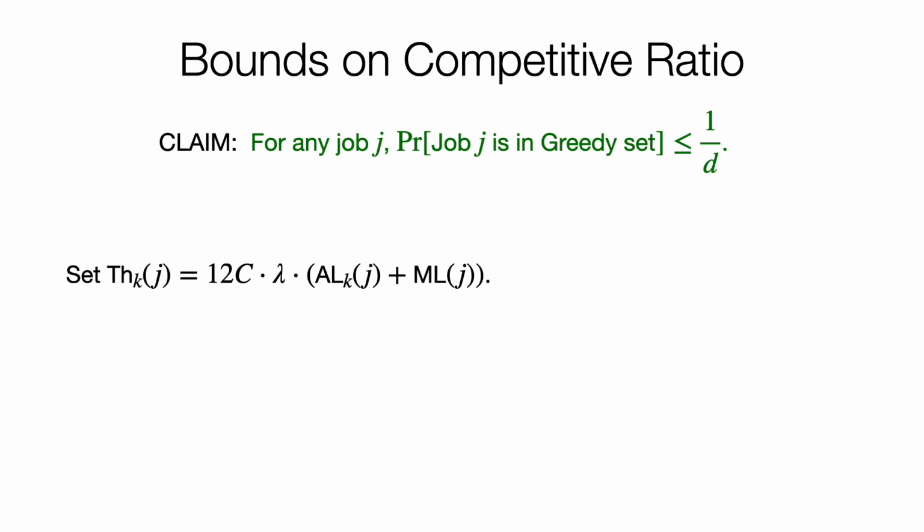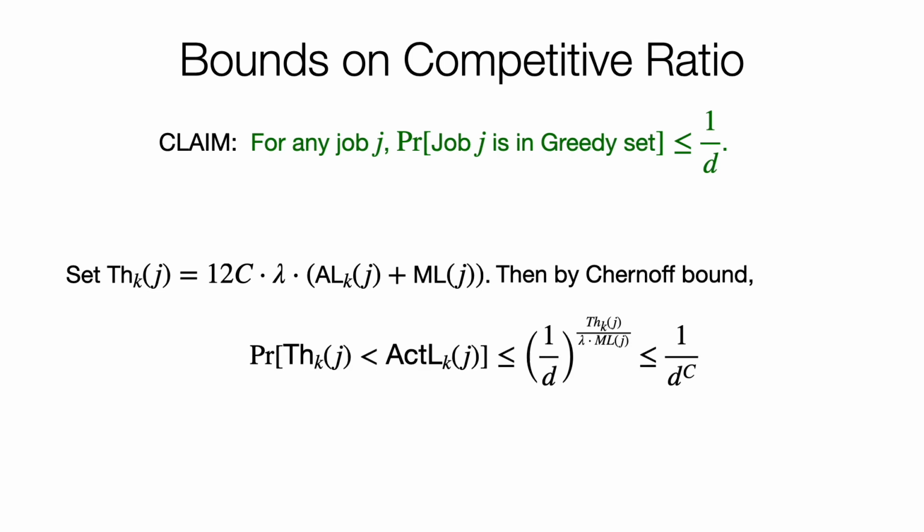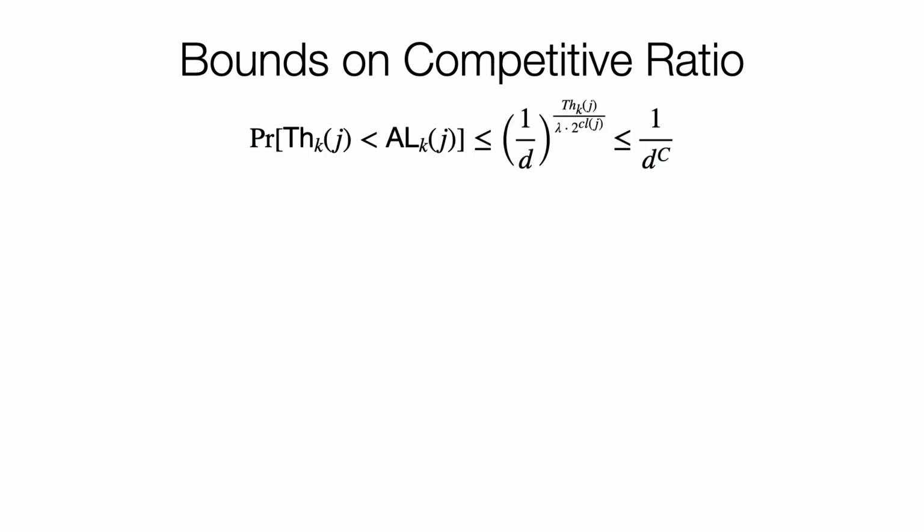Let's fix our threshold now to be some constant 12c times lambda times the average load in dimension k till job j and the maximum load. Then, by Chernoff bound, we can see that the probability that this threshold is lower than the actual load is going to be at most 1 by d raised to c. But this probability has this threshold appearing in the numerator of this exponent, and we're going to use this. Just a remark that we can use Chernoff bound because our choice of the random machines were independent of each other for each of these jobs.